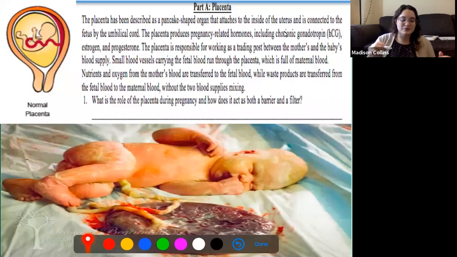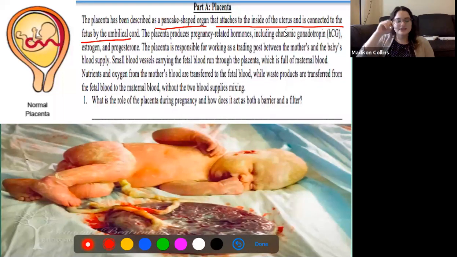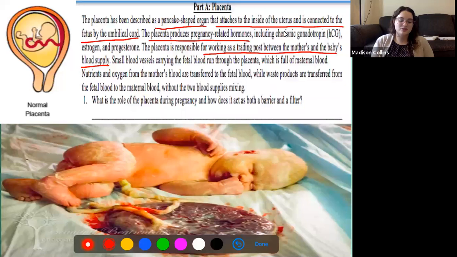All right, first up today, we're learning about the placenta. The placenta has been described as a pancake-shaped organ that attaches to the inside of the uterus and is connected to the fetus by the umbilical cord. The placenta produces pregnancy-related hormones, including chorionic gonadotropin, or HCG, estrogen, and progesterone. The placenta is responsible for working as a trading post between the mother and the baby's blood supply. Small blood vessels carrying the fetal blood run through the placenta, which is full of maternal blood. Nutrients and oxygen from the mother's blood are transferred to the fetal blood, while waste products are transferred from the fetal blood to the maternal blood without the 2 blood supplies mixing.